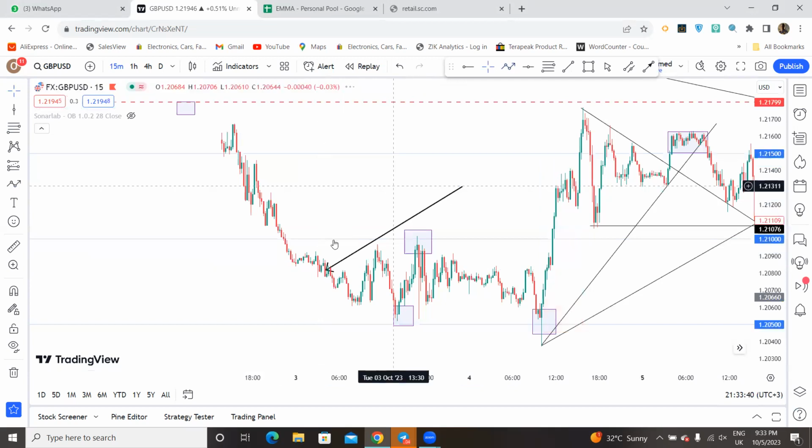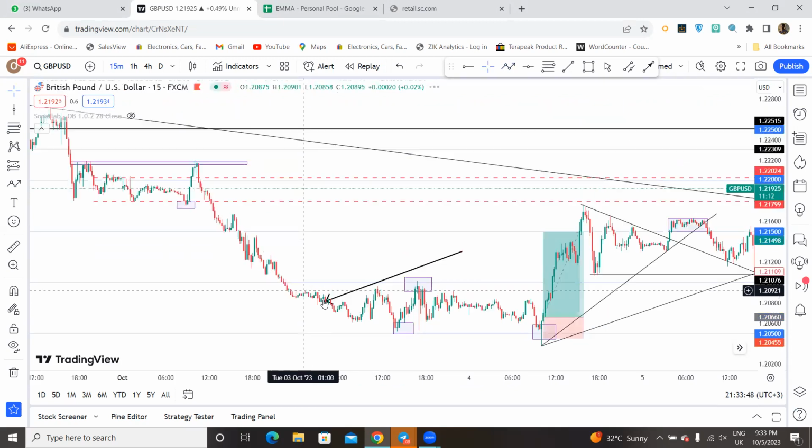You can't do that. You can't. Unless you have a zone here and you have confluences. Why? You're going to jump in from here. But you can't just jump in from here. So what am I saying?